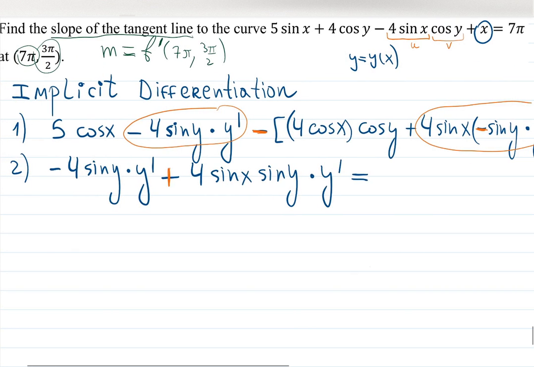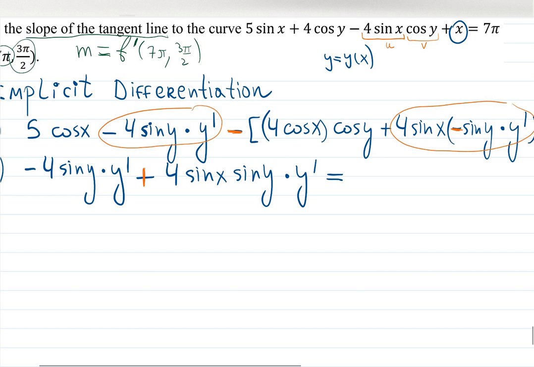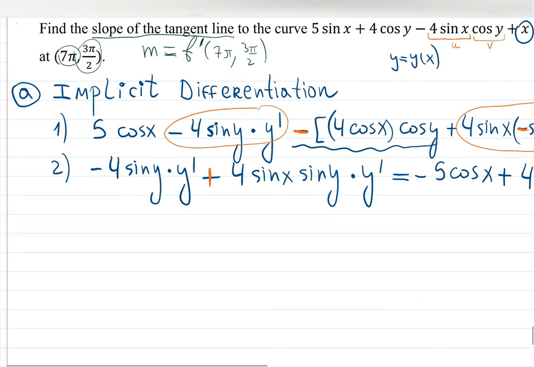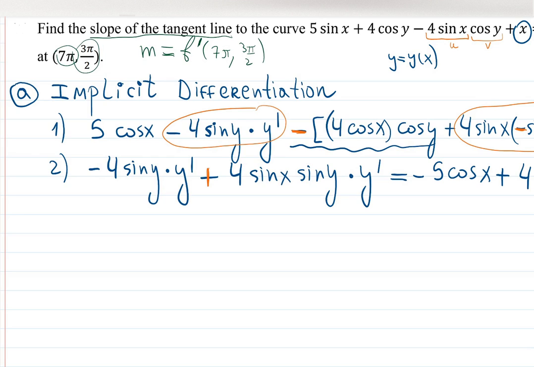everything else, move it to the right hand side. Let's start with whatever was on the left. 5 cosine x becomes negative 5 cosine x. This term over here was negative, so now it's going to be positive 4 cosine x cosine y, and finally minus 1. Now leave the right hand side as it is. For a while we don't need it.